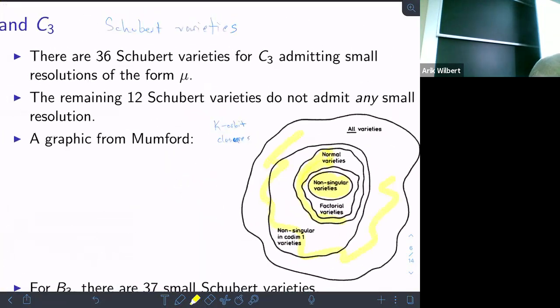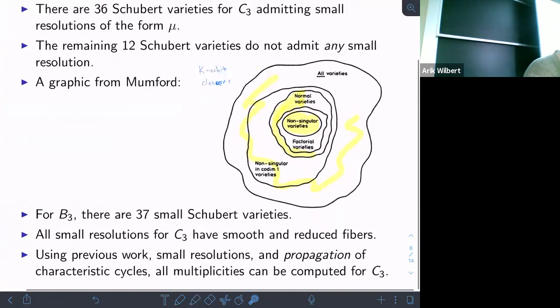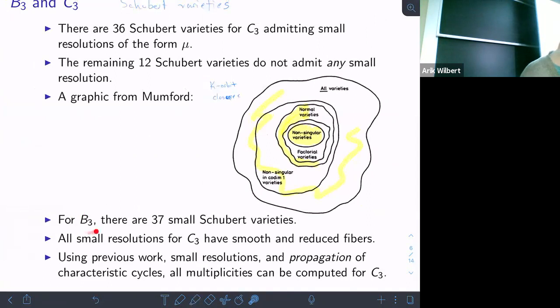Okay, and maybe you might be thinking, how many of these are smooth? So I think there were actually only 8 Schubert varieties that were singular with a small resolution. So this number is smaller if you exclude the smooth ones.